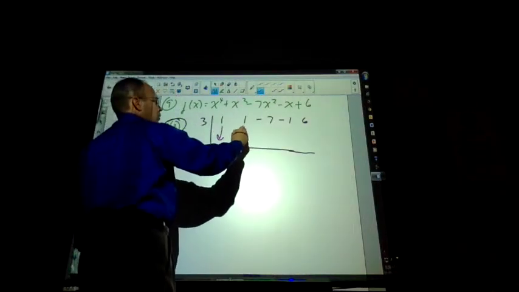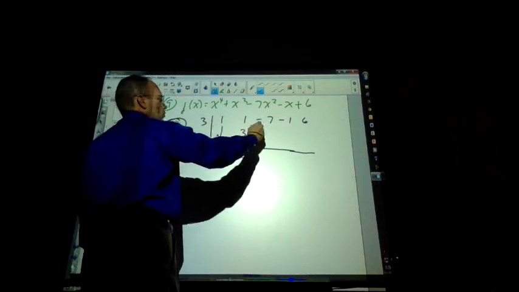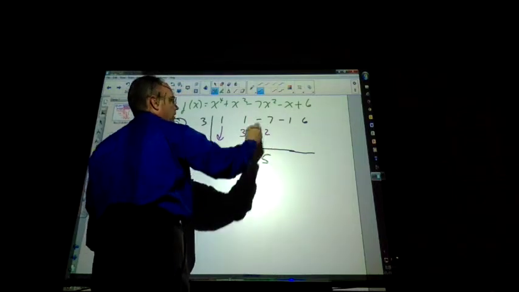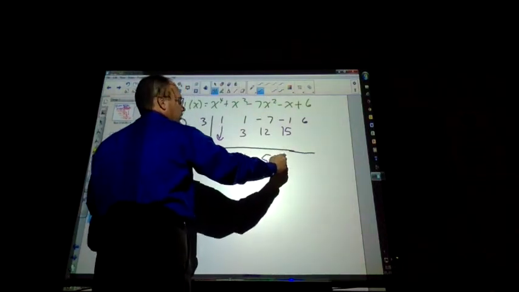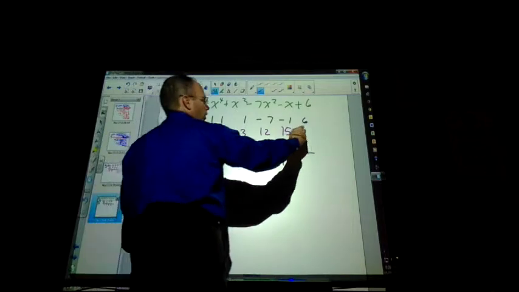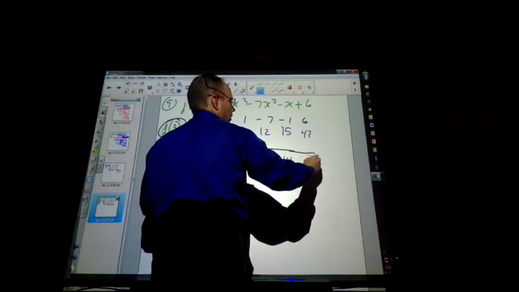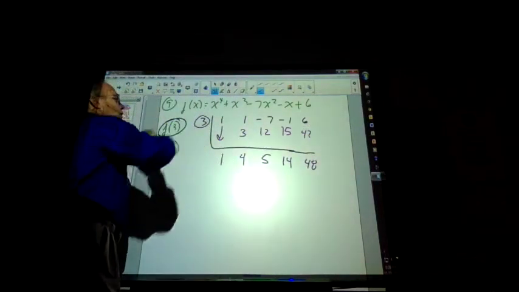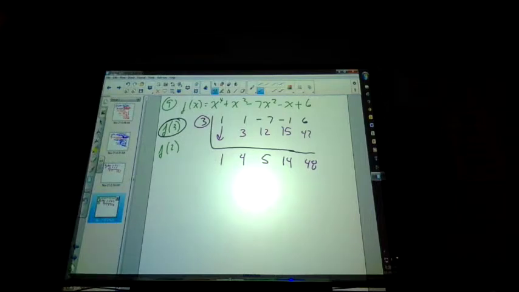1 times 3 is 3. That's 4. That's 12. That's 5. That's 15. That's 14. Is that 42? 48. Is this a solution to the problem? No. What does this tell us, though? Perfect. 3, 48 is an actual point on our graph. Is it that helpful? Yeah, not really. It's just one extra point that might exist on your graph.